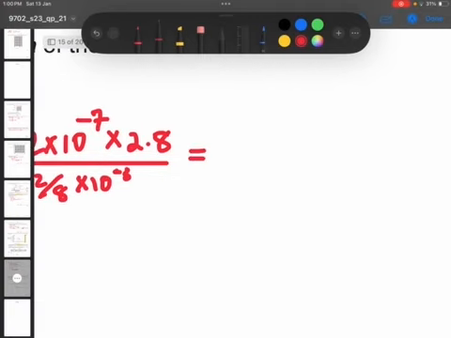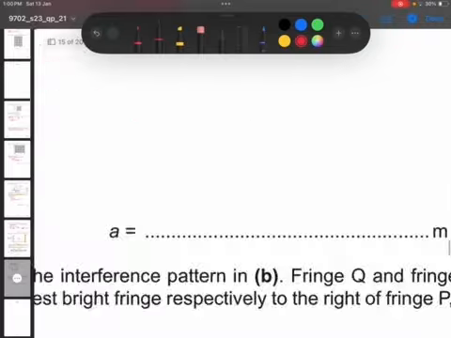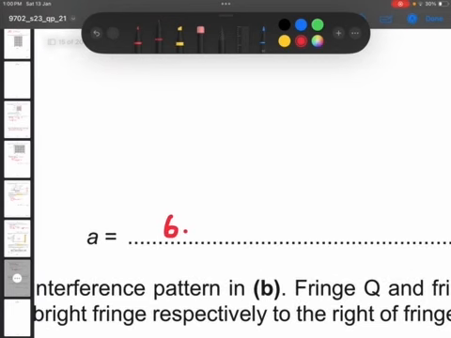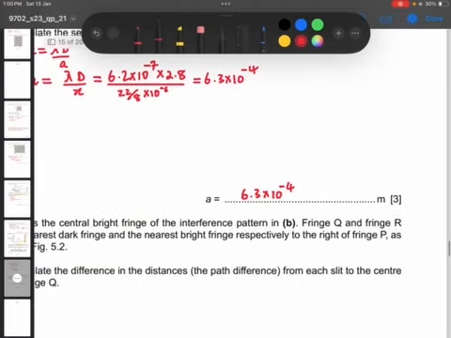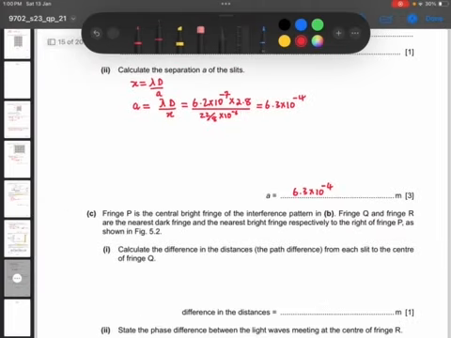6.3 times 10 to the power of minus 4. So we get our answer here. A is 6.3 times 10 to the power of minus 4. That's our A. So then we go to the next part of the question.